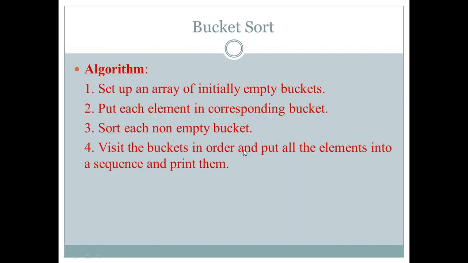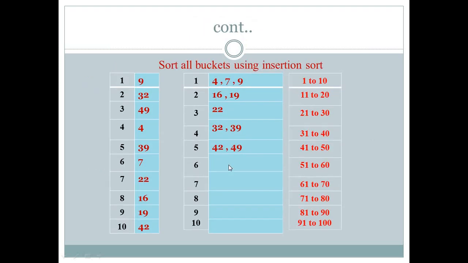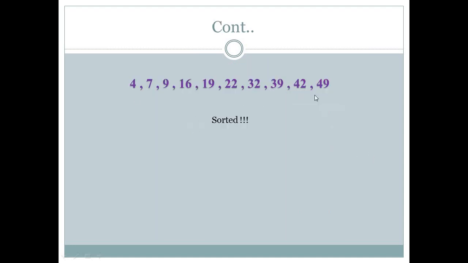After that, our algorithm says to visit each bucket in order, put the elements into a sequence and print them. So we will make a sequence of these numbers and our resultant list will be sorted. This is the example of the bucket sort algorithm, a very easy example to understand.